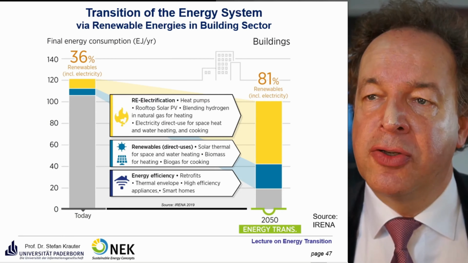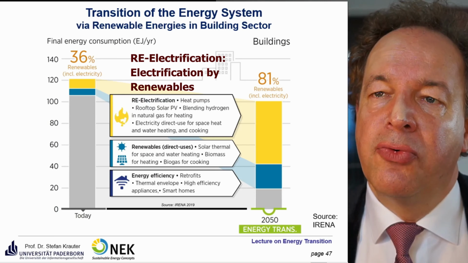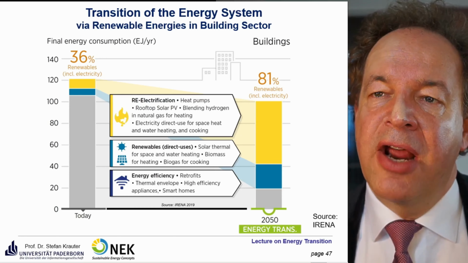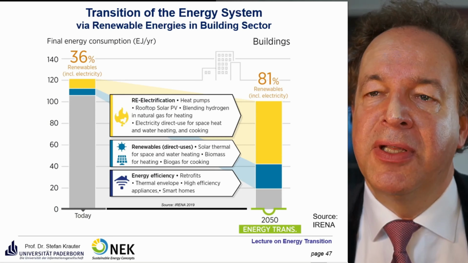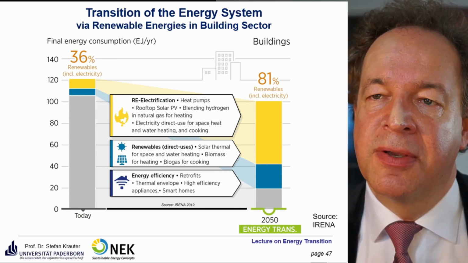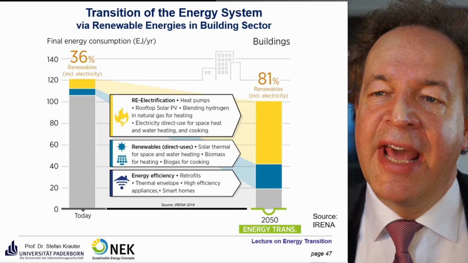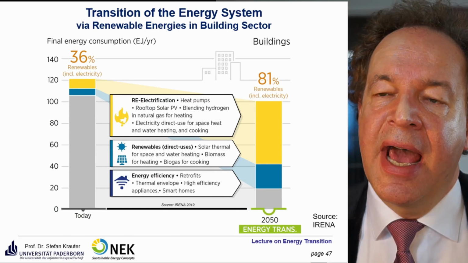Building sector, there can also be a lot done by re-electrification as heat pumps, solar rooftops, PV, blending hydrogen in natural gas for heating, electricity direct use for space heat and water heating and cooking, not as efficient as heat pumps. Heat pumps would be the better option, but usually more efficient than fossil fuel use. Then you can use the renewables directly, also same as in industry, solar thermal for space and water heating, biomass for heating, or biogas for cooking. Can improve energy efficiencies by retrofits of the thermal envelope of the building, high efficiency appliances, and smart homes.